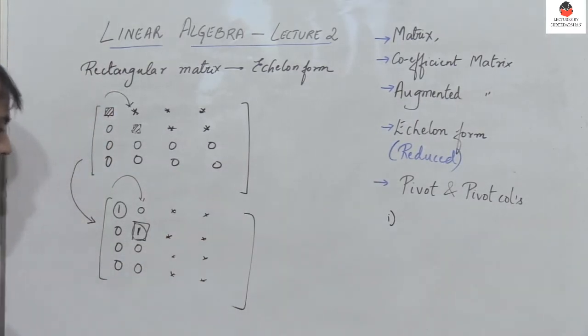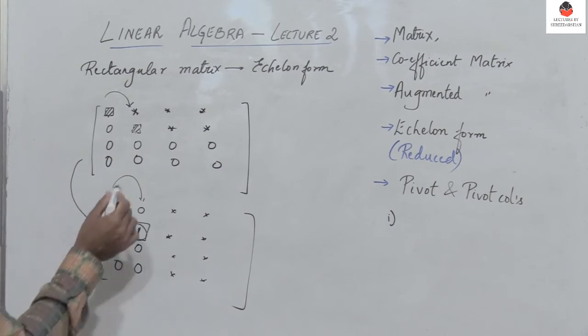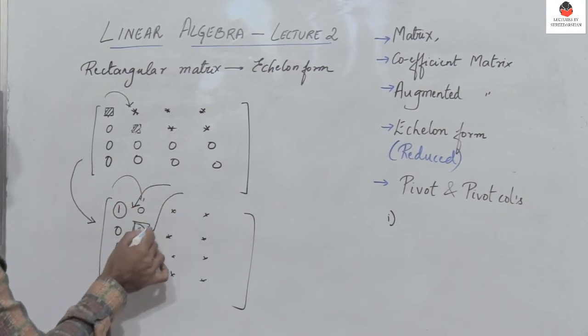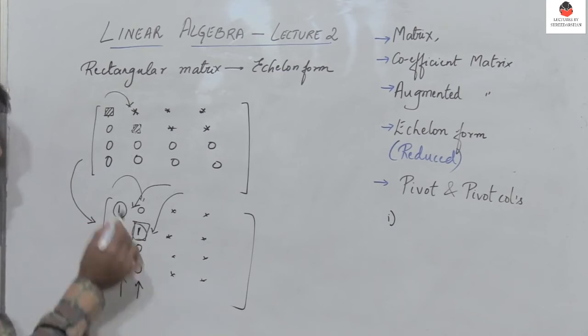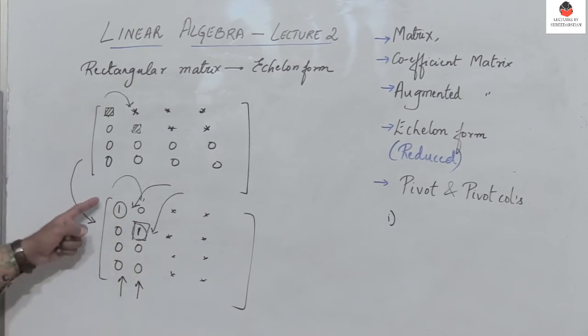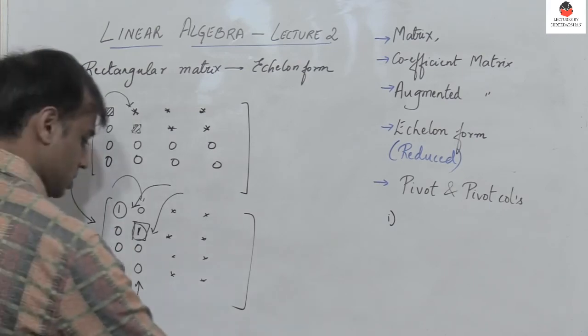And what about the pivot elements? These positions where we have the leading entry are called pivots, and the columns where we have the pivots become the pivot columns. So column 1 and column 2 represent the pivot columns, and these would be the pivot elements. So let's take a few examples.